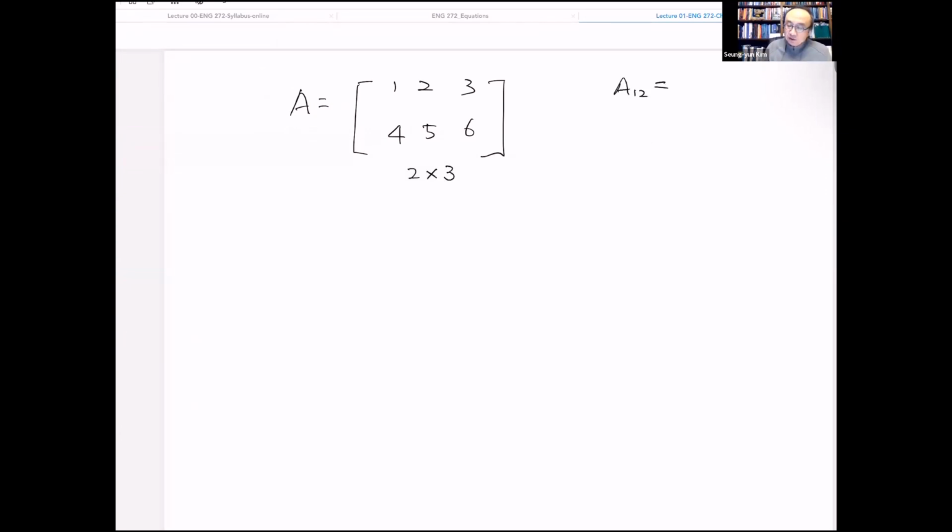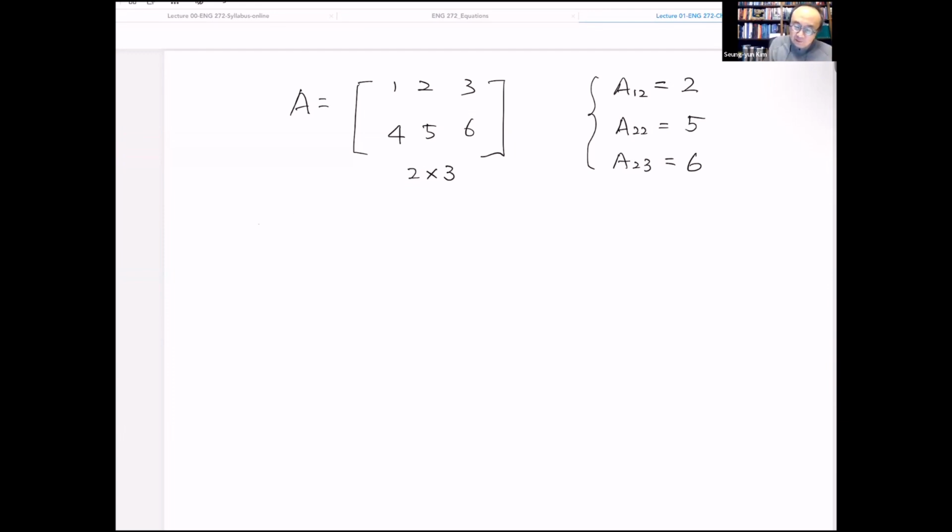A12 equals, meaning the first row, second column, which is 2. A22, second row, second column, which is 5. A23, second row, third column, which is 6. So you need to know this notation so that you can answer it properly for quiz 1.